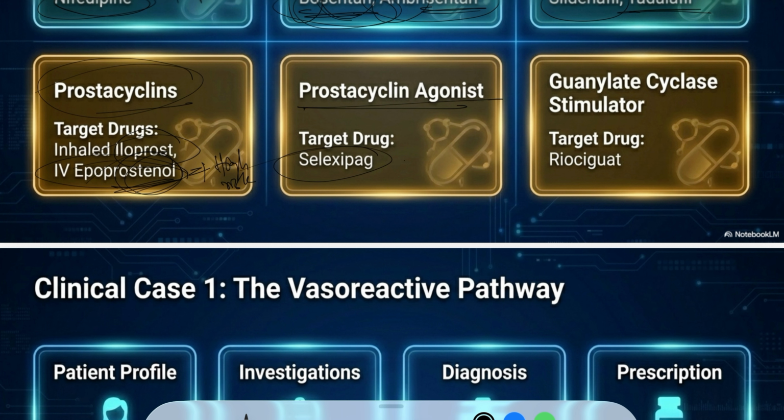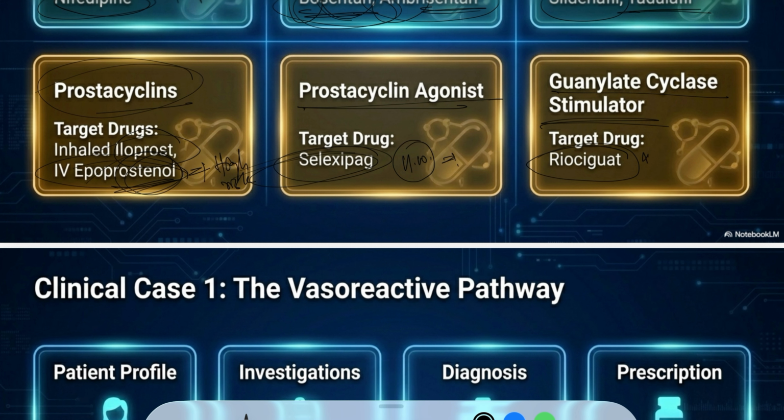One homework for you people: selexipag acts on a particular receptor. Tell me which particular receptor it acts on. Selexipag, it's a homework. Then we have guanylate cyclase stimulators. In that we have riociguat.